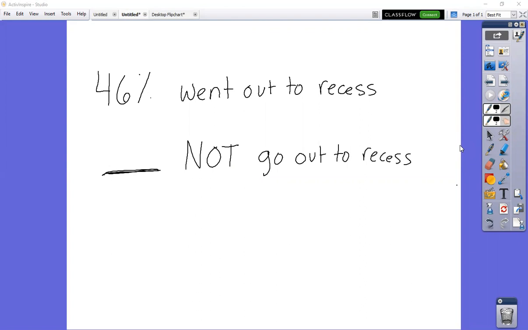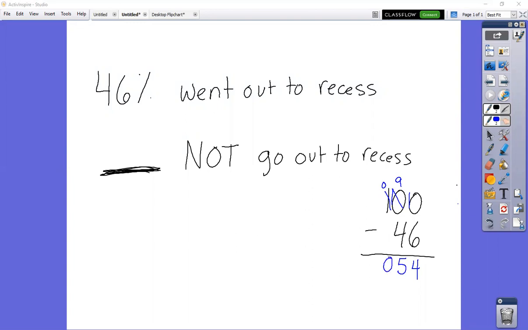Okay, how are we going to solve that? Well, we know there are 100% of the students that we're talking about. So we are going to do 100% minus 46% to figure out our missing percent right here. Okay, so 46% went out, then what percent did not go out? Okay, we are going to do this subtraction problem. Remember, we are going to need to borrow just like this. 10 minus 6 is 4, 9 minus 4 is 5, 0 minus 0 is 0.